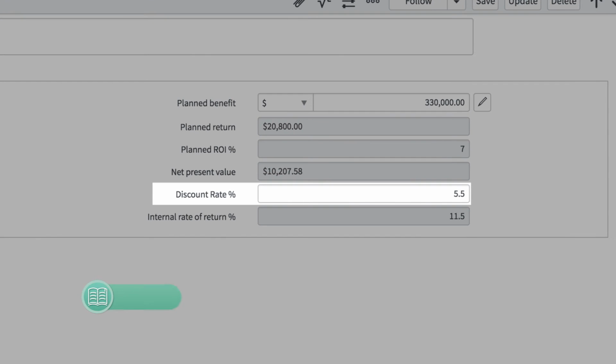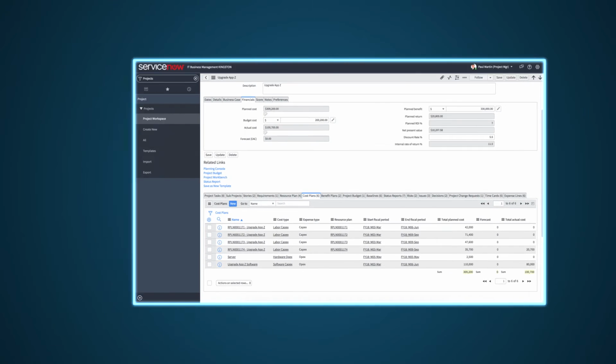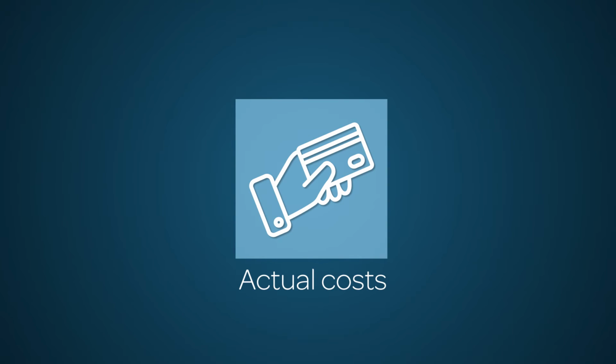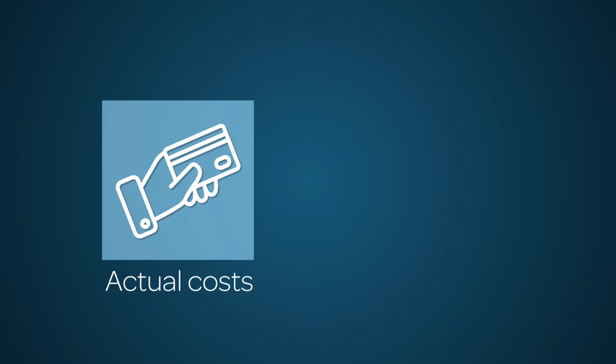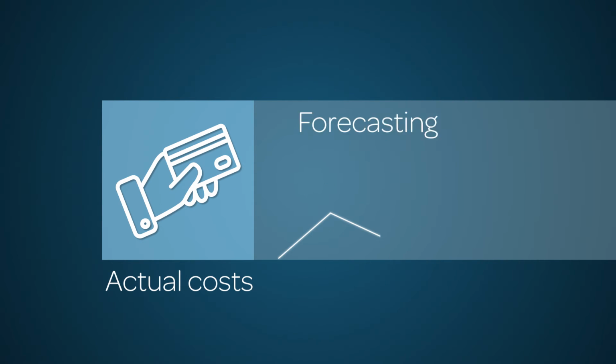You can also assign a discount rate to drive your NPV calculations. The focus of the Financials tab is the planned ROI, which is automatically generated from the planned cost and planned benefit. In contrast to planned costs, actual costs are used to help determine if a project is on track to come in under budget, at budget, or over budget. This is done through forecasting.